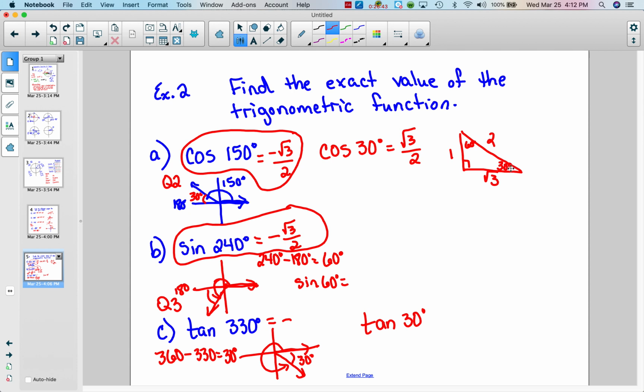Come over to my triangle. Opposite over adjacent is 1 over root 3, which I'm okay with. If you rationalize the denominator, you get root 3 over 3. So negative root 3 over 3 is my answer. That's how you do problems like that.